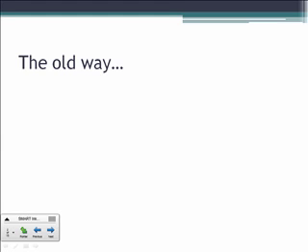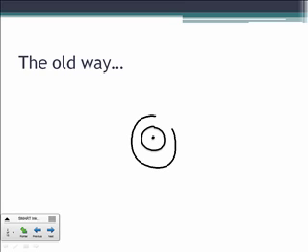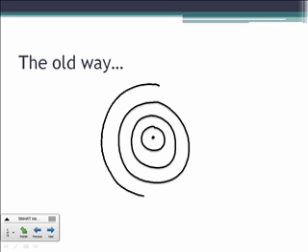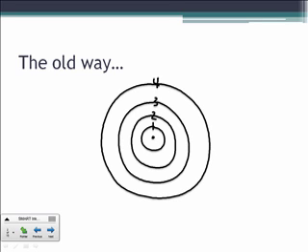Well, the old way of doing things looks something along the lines of this, where you had the nucleus in the middle, and then you had rings coming out. Most of you remember doing this. The rings coming out from the nucleus were numbered. We now know those to be energy levels. But when you used to draw models of the atoms, you probably did something like this.